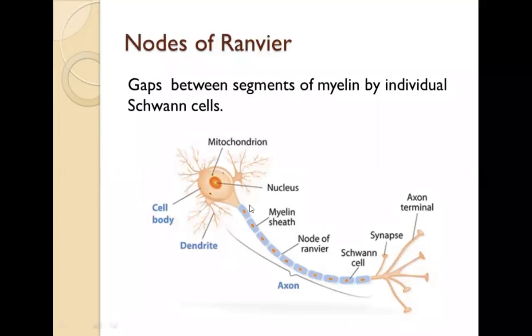Now, what are the nodes of Ranvier? This is the whole myelin sheath. You can see that one Schwann cell will actually form one segment of myelin around the axon. So there are certain gaps in between two segments of the myelin sheath. The gaps present between the segments of myelin are called the nodes of Ranvier.